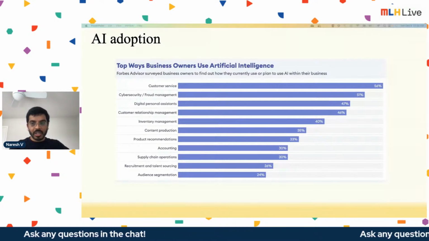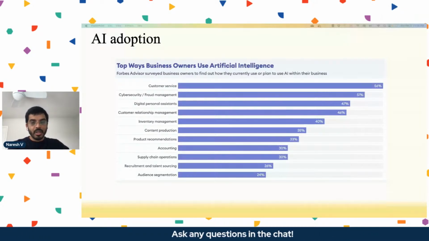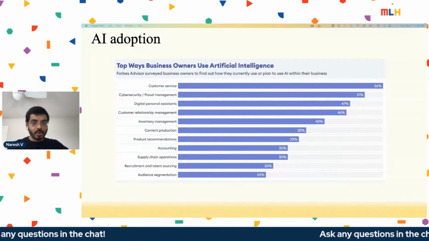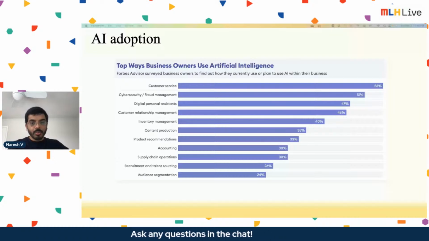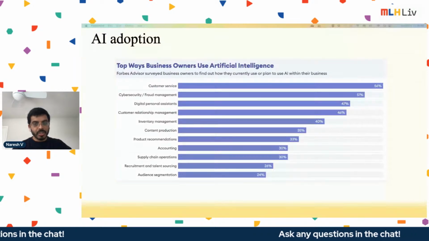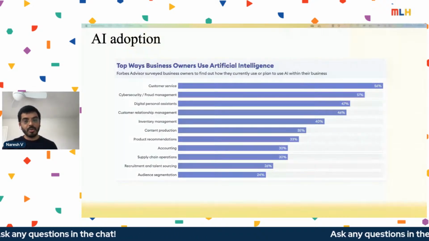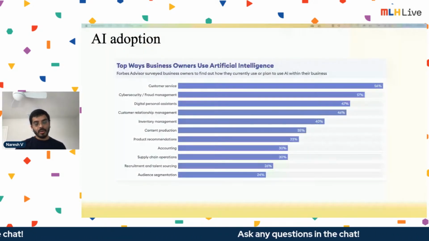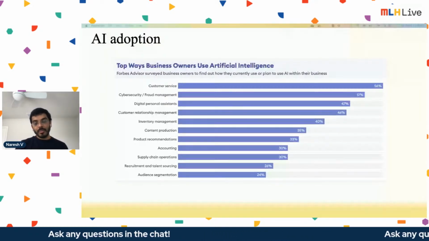The most popular application includes customer service, with 56% of industries using AI for this purpose, and cyber security and fraud management, adopted by 51% of businesses. Other notable uses of AI are customer relationship management, personal assistance, and inventory management. These are a few areas most companies are inclining towards, because there are a lot of manual efforts involved here, where AI can automatically take the decisions and reduce the human manpower as well.